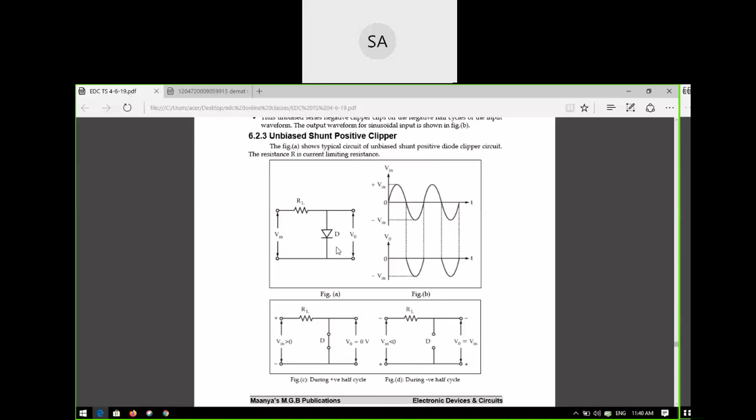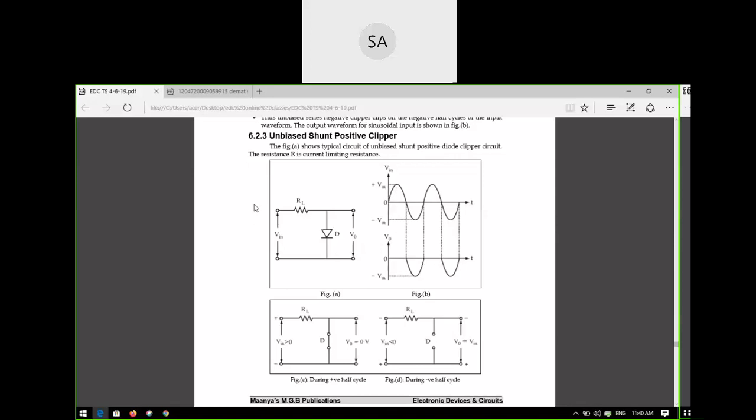Because the output voltage is taken across the diode. Across the diode means it is connected in parallel. So the short circuit means voltage is zero. You are taking the output voltage in parallel with the diode, so the output voltage is also zero. Correct or not? So in the positive portion it is clipped off. If you see this positive portion, it is zero.